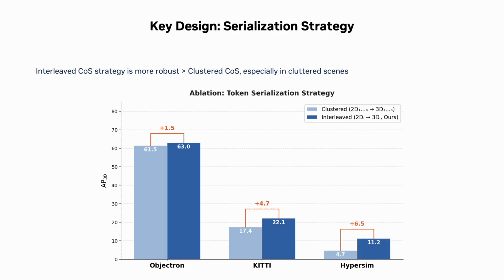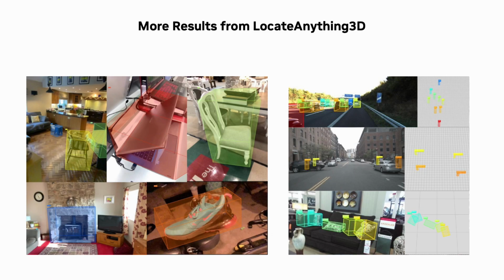And on Hypersim, chaotic indoor scenes with dozens of objects and heavy occlusion, the clustered strategy nearly collapses, while interleaved chain of sight still works. The takeaway: interleaving is essential for cluttered scenes. Here are more qualitative results spanning indoor and outdoor scenes: kitchens, living rooms, highways, and city streets. The model generalizes broadly across domains.